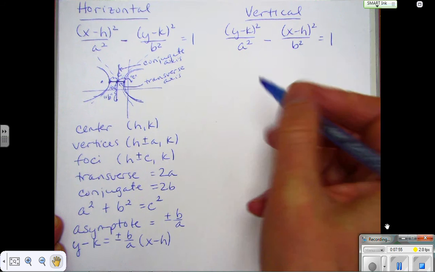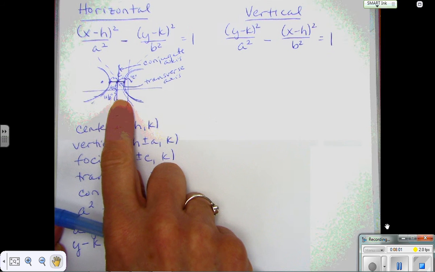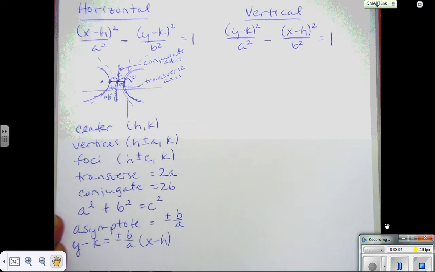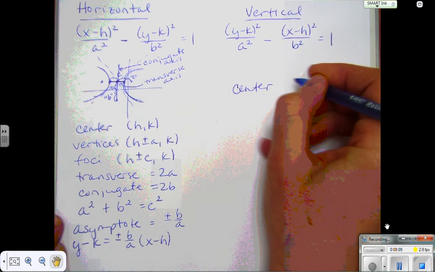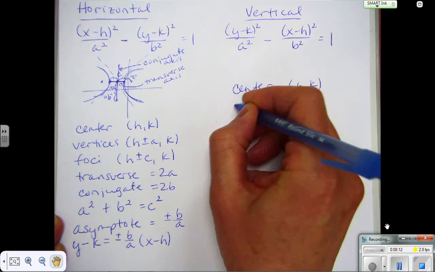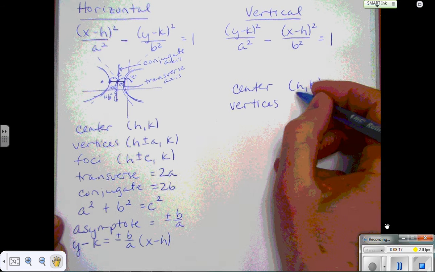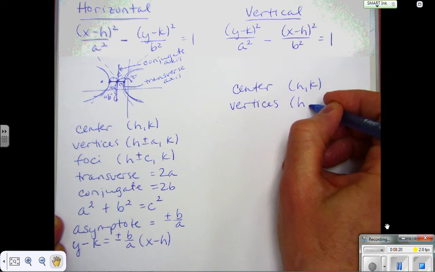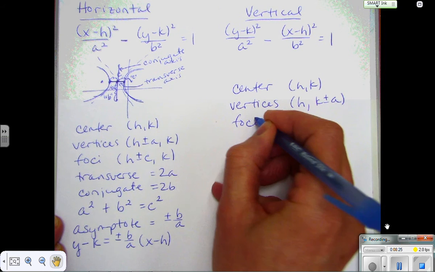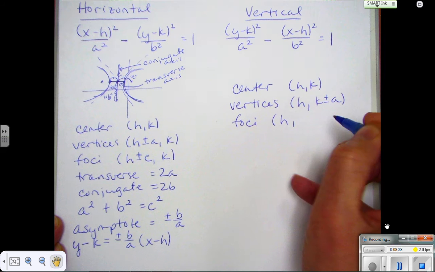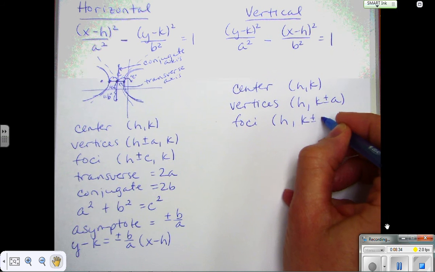All right, so for your vertical hyperbolas, you just rotate your horizontal ones 90 degrees, right? And there's your vertical. All the parts are the same. None of that's going to change. So your center is H, K. The vertices, since it's vertical now, the y value is the one that changes. So that would be H and K plus or minus A. Your foci points, again, the y value is the one that changes. And that's H and K plus or minus C.